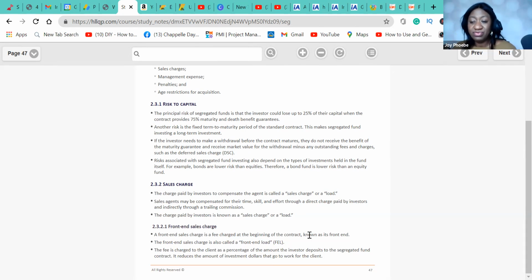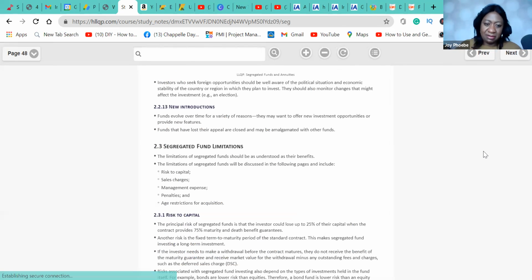See, all those gurus, those CFAs that manage those funds, they are not Father Christmas. They get paid, right? There's also a front end sales charge. A front end sales charge is a fee charged at the beginning of the contract, known as front end, and it is also called a front end load. The fee is charged to the client as a percentage of the amount the investor deposited to the segregated funds contract, and it reduces the amount that goes into the actual investment.